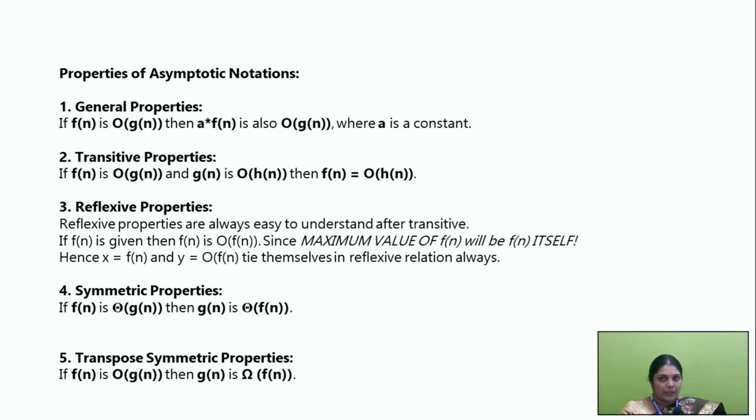This is the final property of asymptotic notations. Transpose symmetric property: if f of n is O of g of n, then g of n is omega of f of n. This is the final property of asymptotic notation.